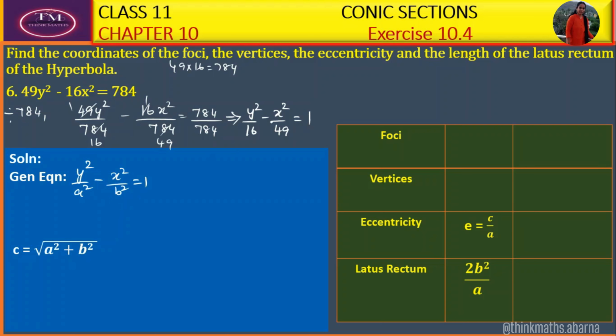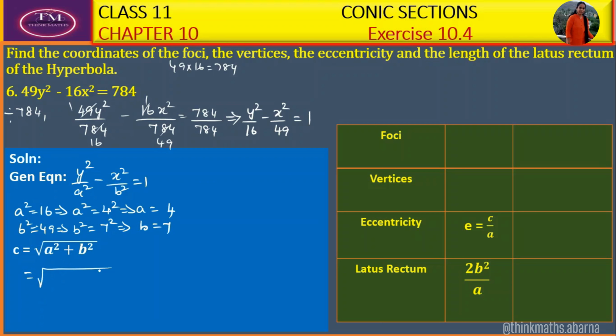So comparing the given equation and the general equation, we find a square equal to 16. So 16 is the perfect square of 4. So a will be equal to 4 and b square equal to 49. b square equal to 49 means b square is 7 square. So b will be equal to 7. So we got a and b.